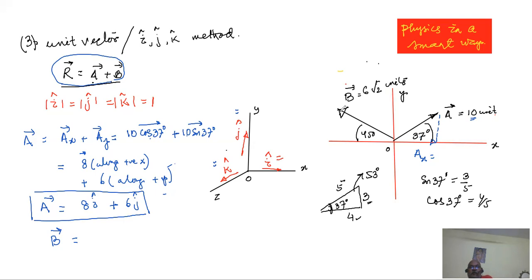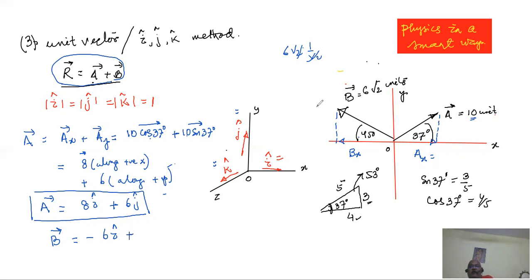We know vector b, its x component will be along negative x, that is minus I cap direction. And x component is how much? Bx is b cos 45. Cos 45 is 1 by root 2. So 6 root 2 into 1 by root 2, as you know, that will be equal to 6. So thereby, I can present b as minus 6 I cap. Minus sign is used because x component of b is in negative direction.